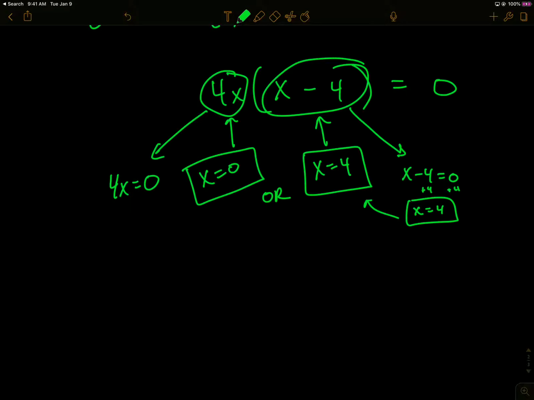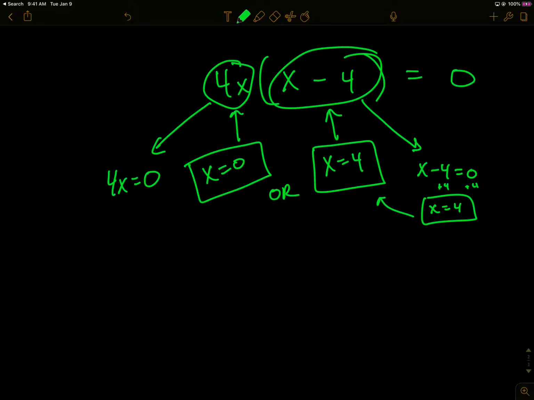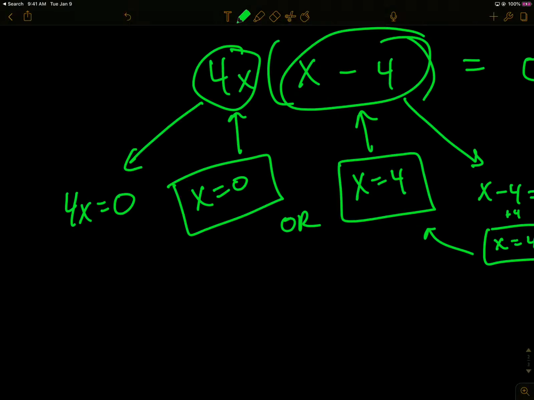I did that in my head. But if you want to write it out, you can write it out like this. So this one, when you have 4x, you want that to equal 0. This time you're going to divide by 4 on both sides, and you'll get x equals 0. So that's how I got that one.